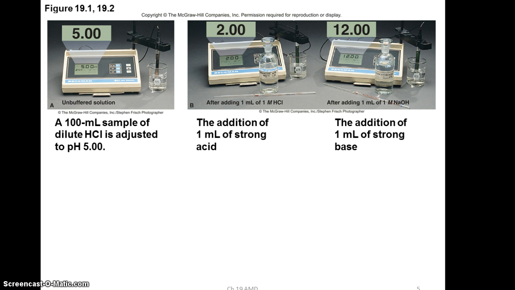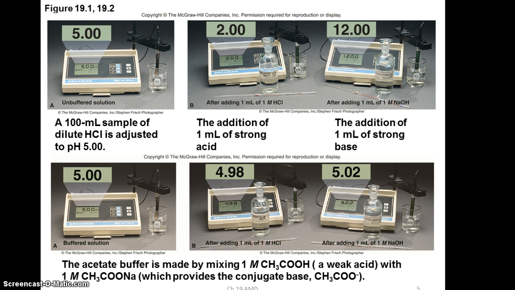An example of this is, say we have diluted HCl, pH 5. We add some more HCl, it goes right down to pH 2. And if we add NaOH, it goes up to pH 12. But if instead we have an acetate buffer where we mix acetic acid and sodium acetate, we provide this environment, this buffer, where if we add more strong acid, it only goes down by 0.02 pH units. And if we add NaOH, it only goes up by 0.02.